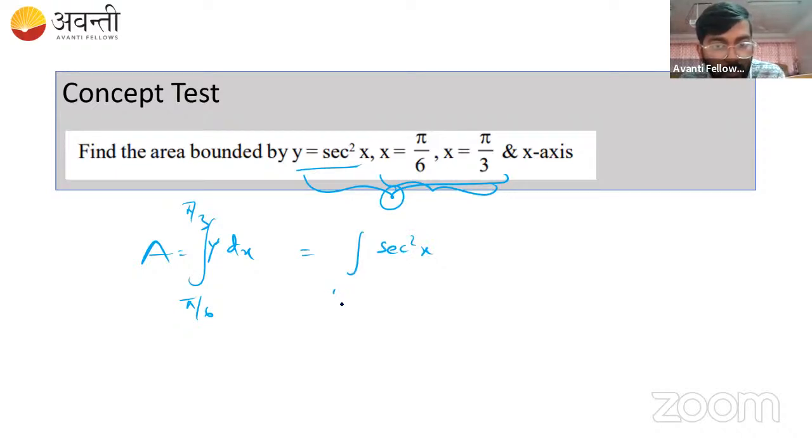This becomes the integral from pi by 6 to pi by 3 of sec squared x dx. Do we know the integration of sec squared x? Can anybody tell me the integration of sec squared x?